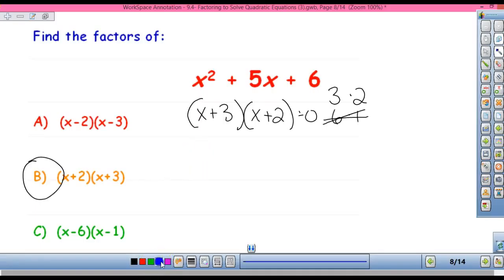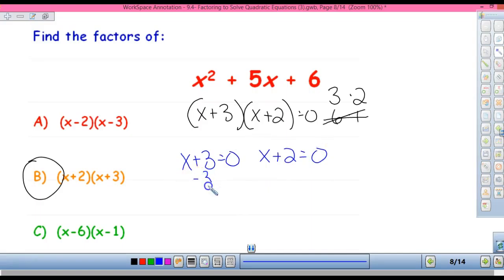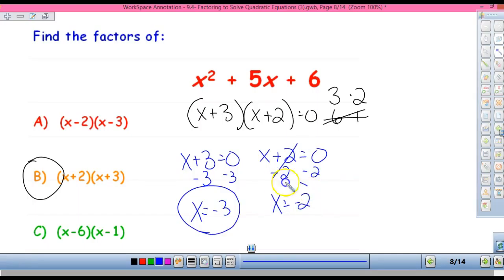So now we can set these equal to 0. So x plus 3 equals 0, and x plus 2 equals 0. Subtract your 3, x equals negative 3. Same thing over here, x minus 2, so x equals negative 2.